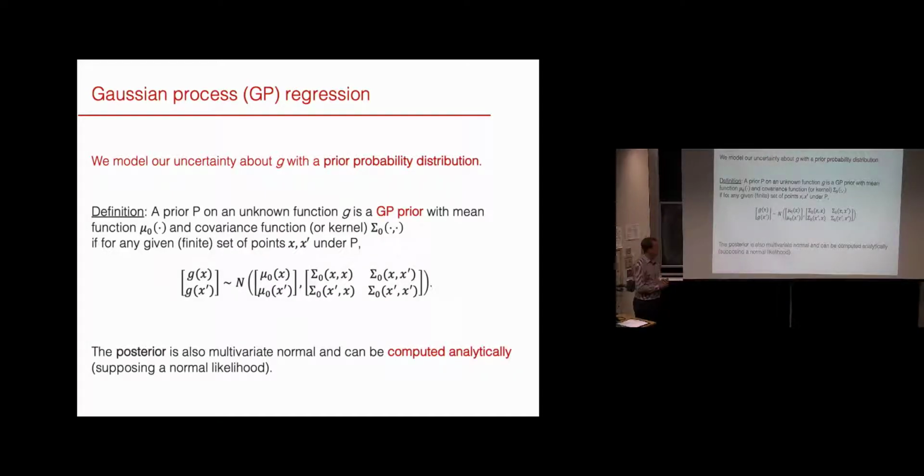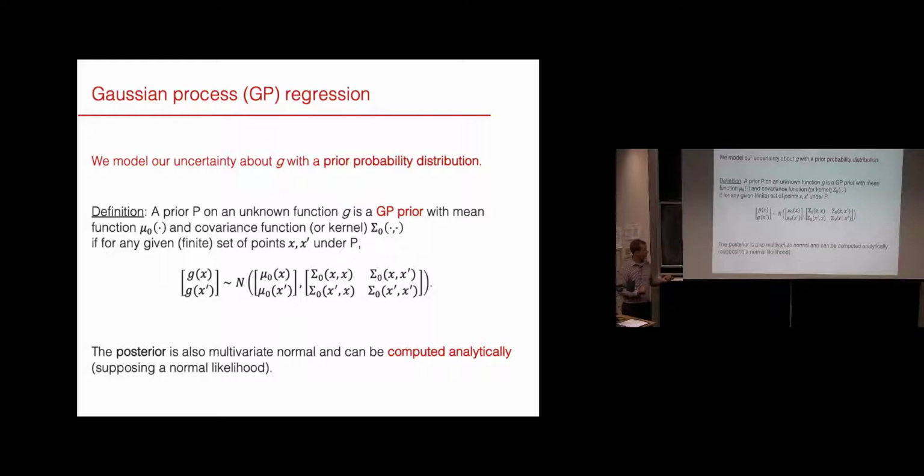And we say a prior P of an unknown function g is a GP prior with mean function mu0 and covariance function or kernel sigma 0 if for any given fixed set of points x and x prime, g of x and g of x prime have a joint multivariate normal distribution. And the means are given by evaluating the mean function at these points, and the covariance function is given by evaluating it at the points.